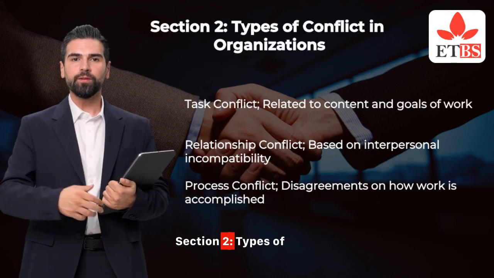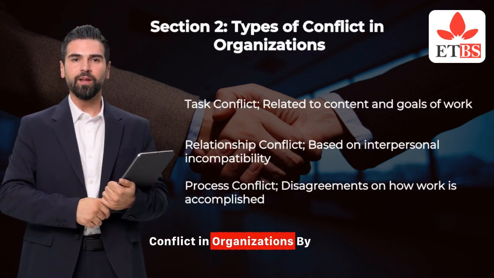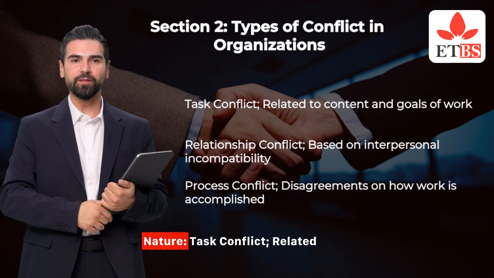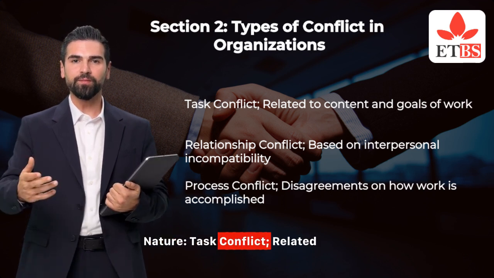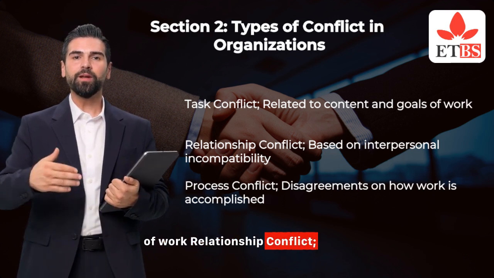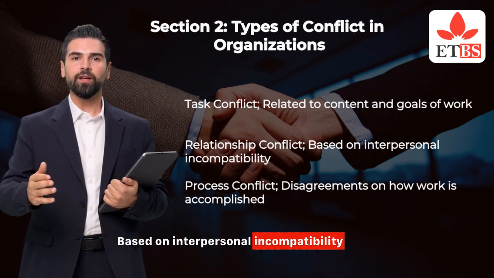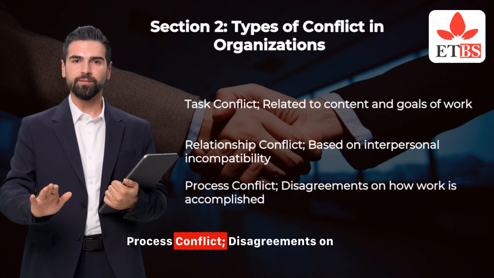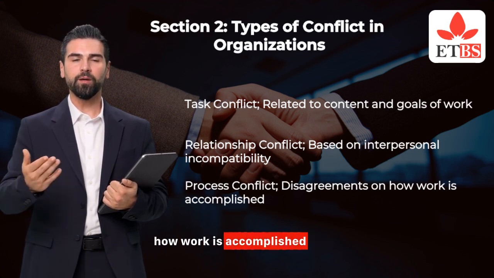Section 2. Types of conflict in organizations. By nature: task conflict, related to content and goals of work; relationship conflict, based on interpersonal incompatibility; process conflict, disagreements on how work is accomplished.